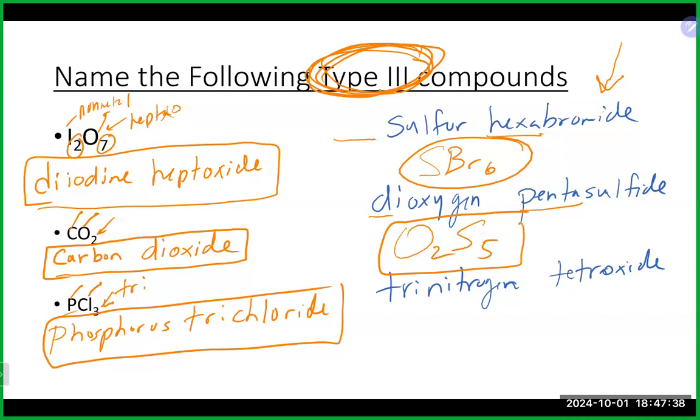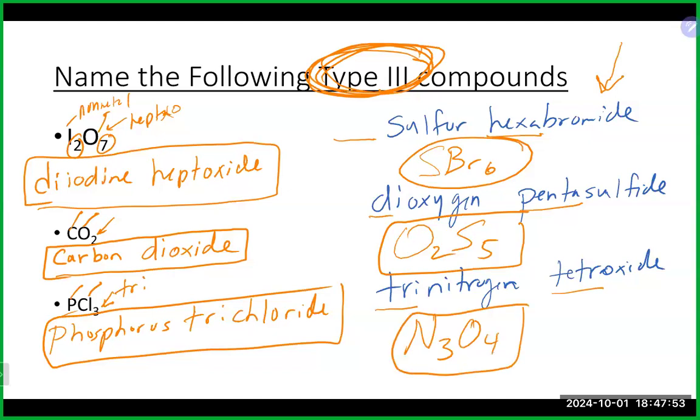And here again, we see tri and tetra, which is a prefix. So tells us type 3. Tri is 3, nitrogen is N. And tetra basically is 4. Oxygen is O. There you go.